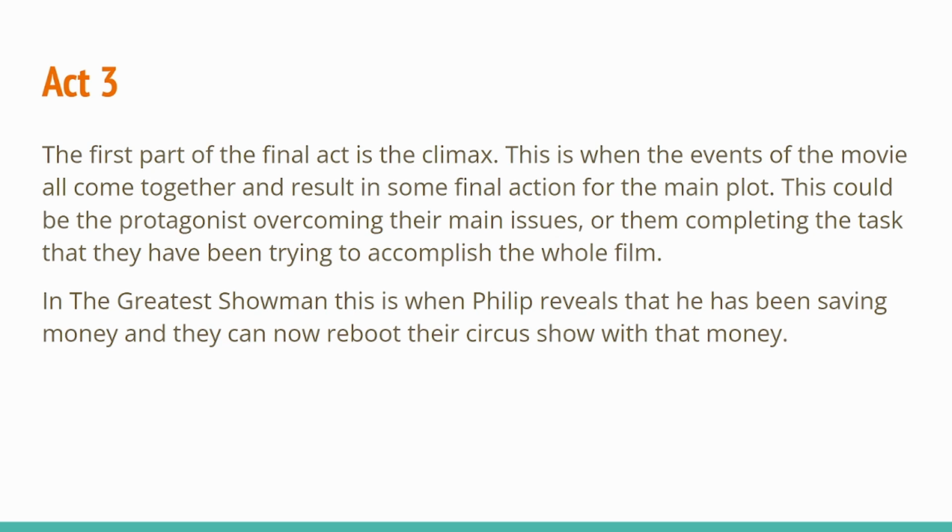Act 3. The first part of the final act is the climax. This is when the events of the movie all come together and result in some final action from the main plot. This could be the protagonists overcoming their main issues, or them completing the tasks that they have set out to accomplish the whole film. In The Greatest Showman, this is when Philip reveals that he's been saving money and now they can reboot their circus with that money.